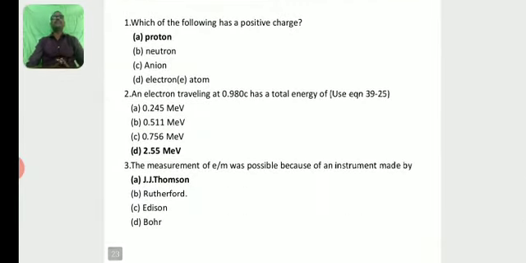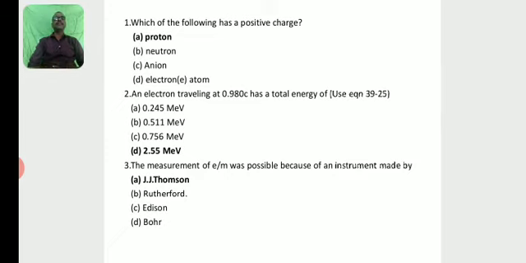So these are the multiple choice questions about the specific charge of an electron. Which of the following has a positive charge: proton, neutron, anion, or electron? Proton is the positively charged particle. We know the atom consists of negatively charged electrons, neutral particles called neutrons, and positively charged particles, protons. An electron traveling at 0.980 c has a total energy of 2.55 mega electron volt.